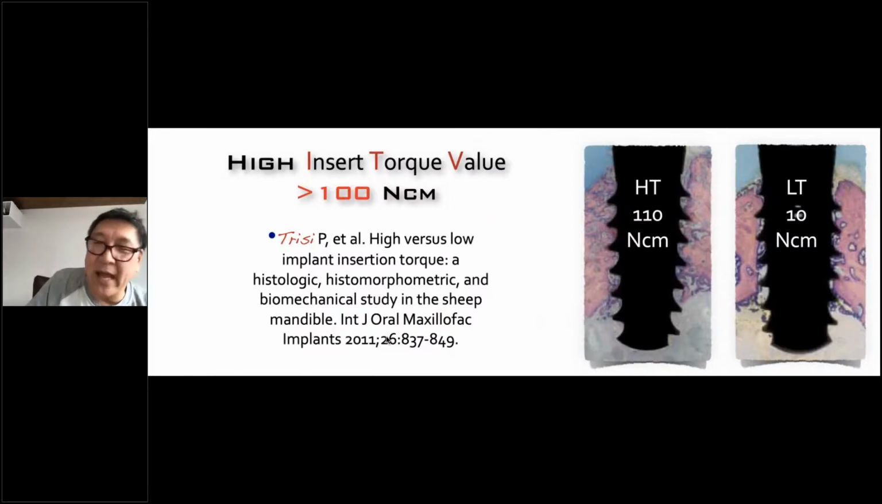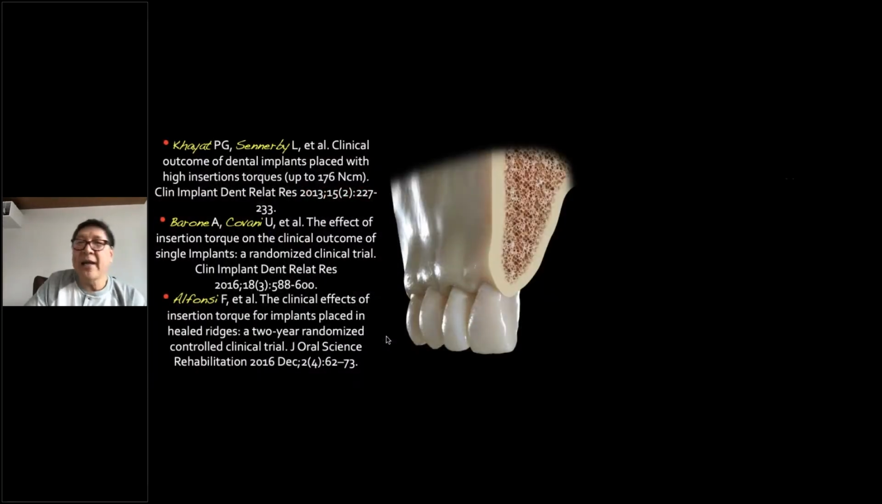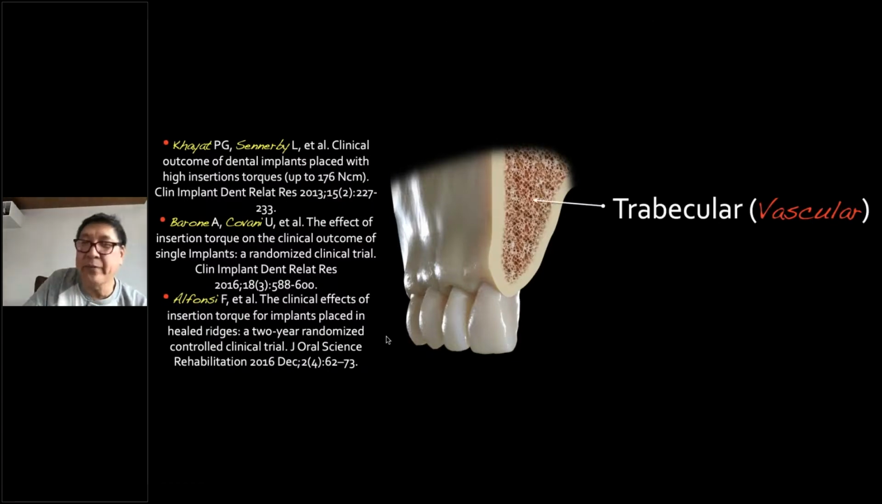Also, this concept of high insertion torque has been validated by Paolo Trisi, who showed that with higher insertion torque, you had better bone to implant contact. But this is the caveat, that provided that you're compressing soft trabecular bone was really the key. And I think that needs to be qualified. So can you provide high insertion torque? The answer is definitely yes. It just has to be trabecular or soft bone.